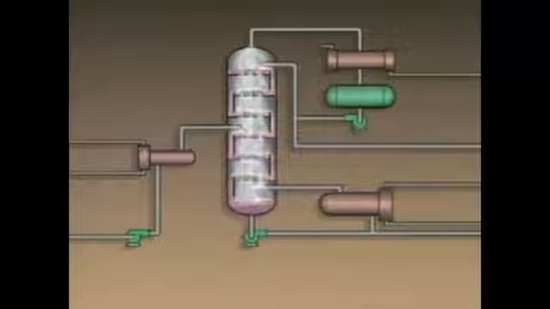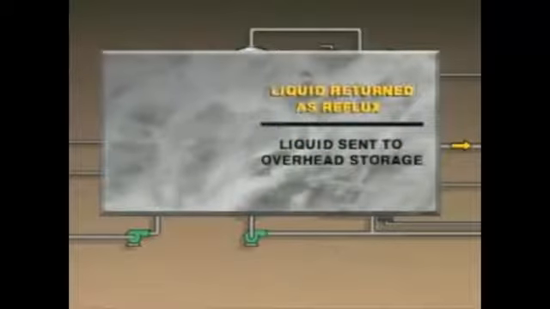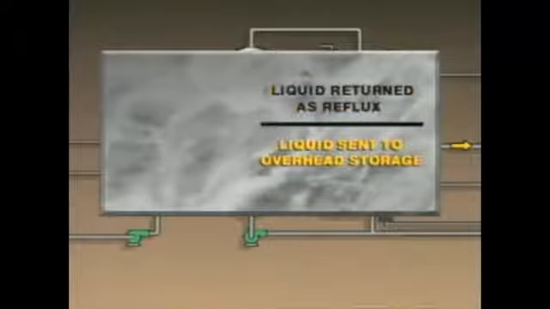Once the system is operating normally, only part of the liquid is returned as reflux. The remainder is routed to overhead product storage. The ratio of the amount of liquid that's returned to the column as reflux to the amount that's sent to overhead storage is known as the reflux ratio.